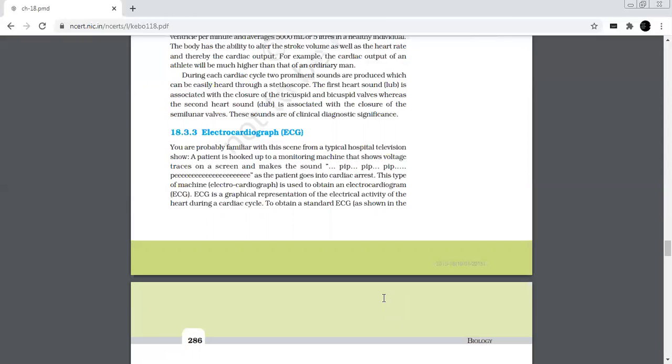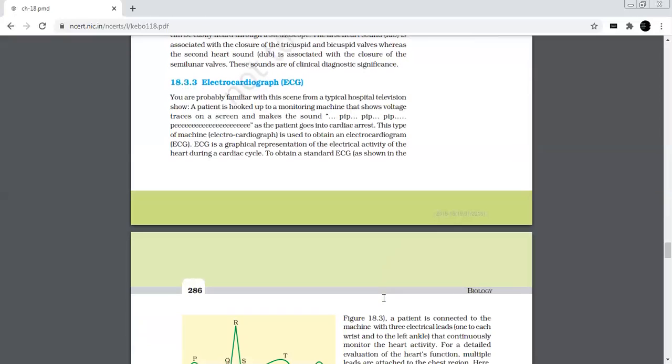To obtain an ECG, a patient is connected to a machine with 3 electrical leads, one to each wrist and one to the left ankle, monitoring the activity of the heart continuously. Heart functioning is evaluated by attaching multiple leads to the chest region. Reading an ECG.